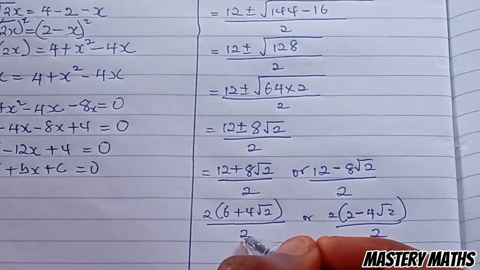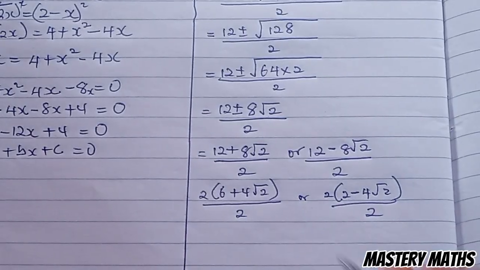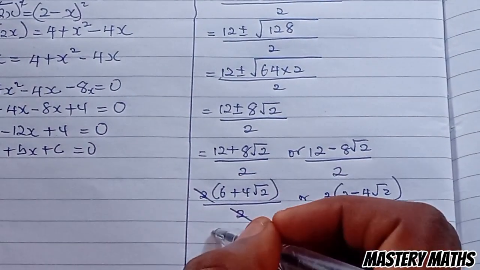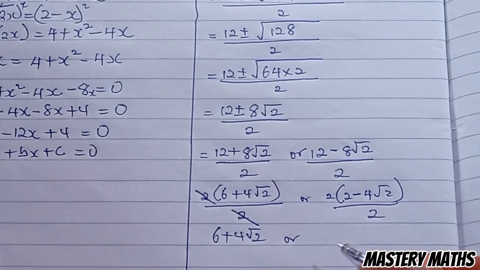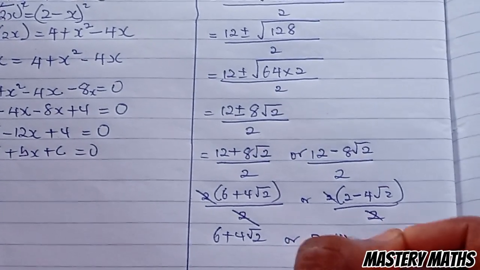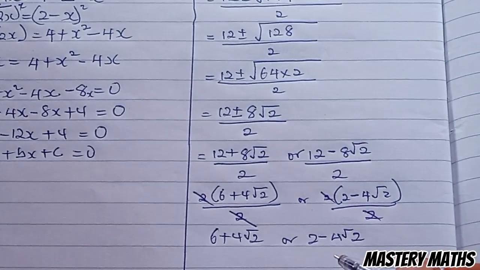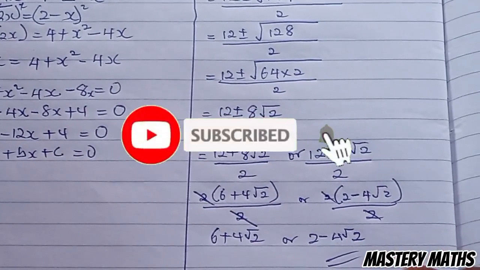And what's happened? We use the denominator to divide. When you use the denominator to divide, it should look like this. This cancels this. What's remaining here? You have your 6 plus 4 root 2. Or you have your 6 minus 4 root 2. So this is the answer to our solving.